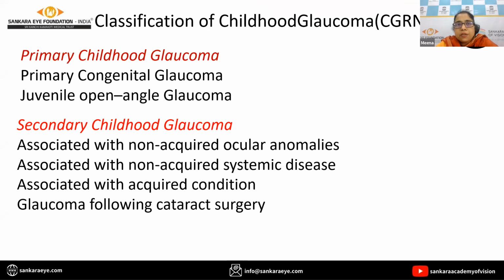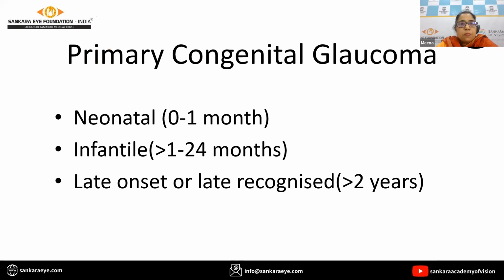Primary childhood glaucoma includes primary congenital glaucoma as well as juvenile open angle glaucoma. Secondary childhood glaucoma is divided again into glaucoma associated with non-acquired ocular anomalies, glaucoma associated with non-acquired systemic disease, or acquired conditions, and even glaucoma following cataract surgery comes under this.